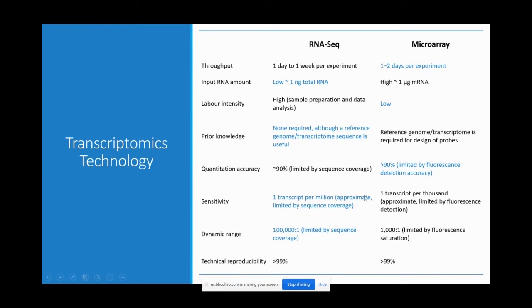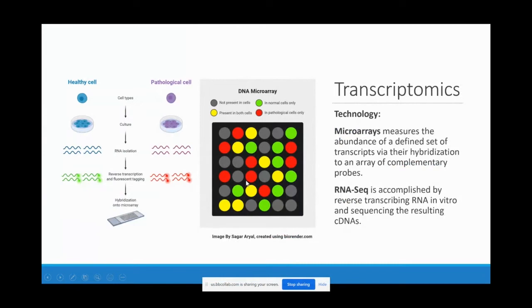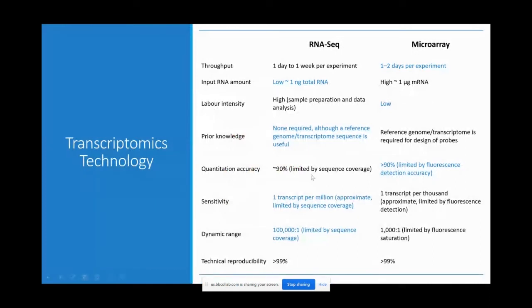If you looked at the amount of sample you need, RNA-seq wins out because you only need up to a nanogram of RNA from your sample versus a microgram for microarray. RNA-seq is much more labor intensive because of the preparation and data analysis you have to do to read all of the sequences, whereas microarray is pretty low labor intensity. As you can see, you literally tag things and put them on a chip. The chip's pretty easy to read because it's just color-coded, whereas RNA-seq, you have to actually get all the information from the sequence.